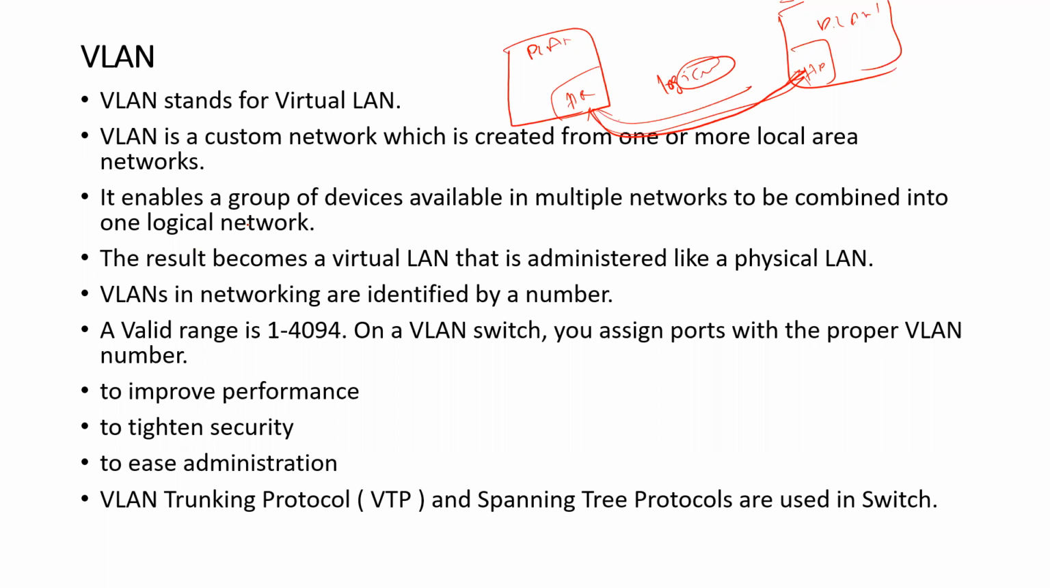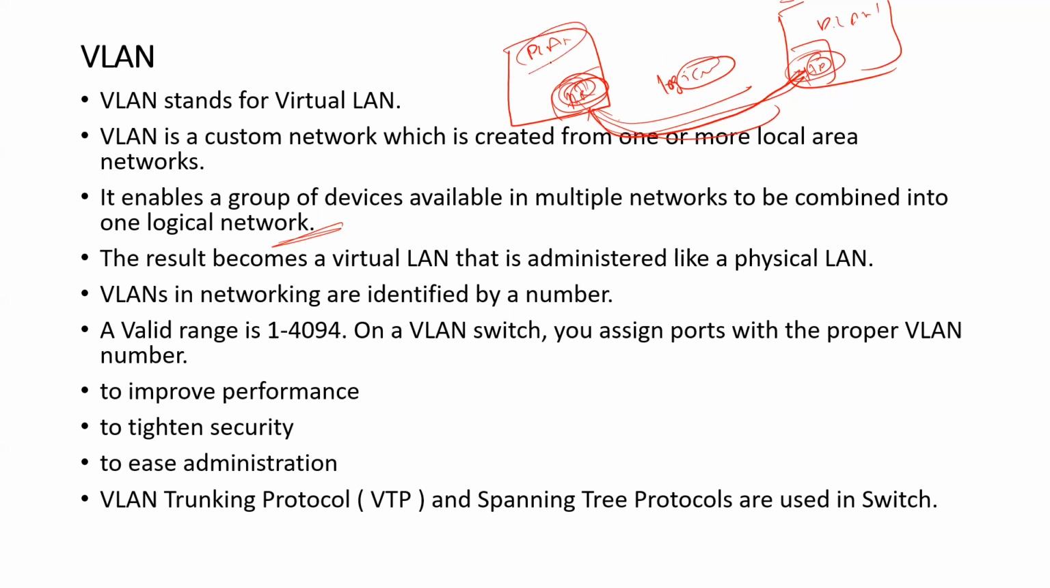So it enables a group of devices available in multiple networks to combine into a logical network. You got it? These are two physical networks, and we are combining them into one logical network. It's called VLAN. The result will become a virtual LAN that is administrative. Whatever access we need to provide for this VLAN, we will provide. So the HR team needs some social media access, Naukri access, everything, right? It depends on their day-to-day jobs. They need to have access, right?